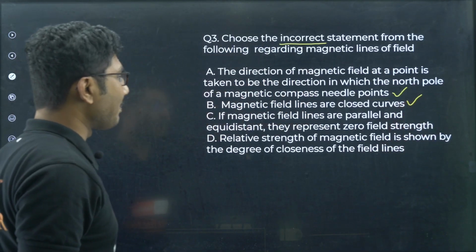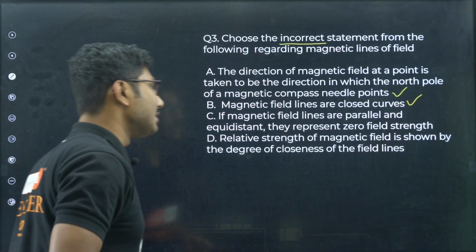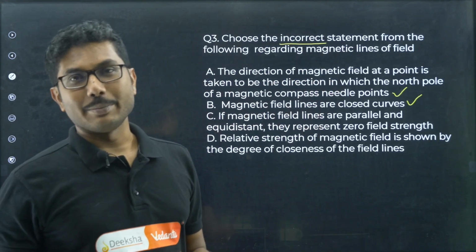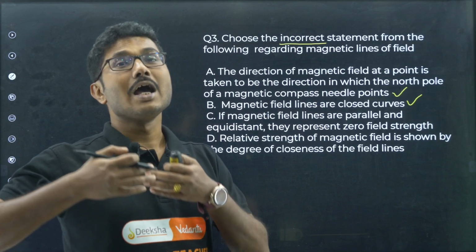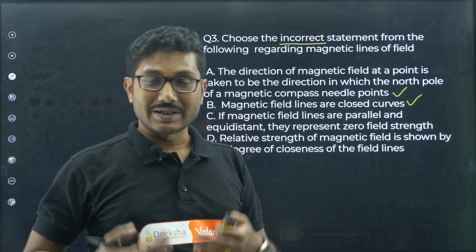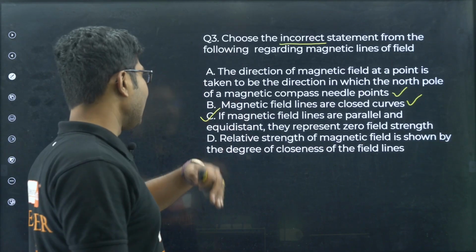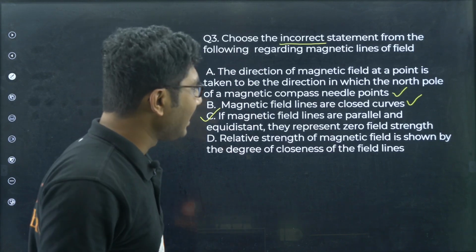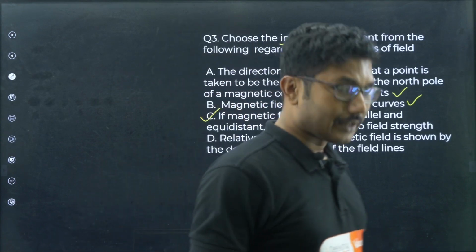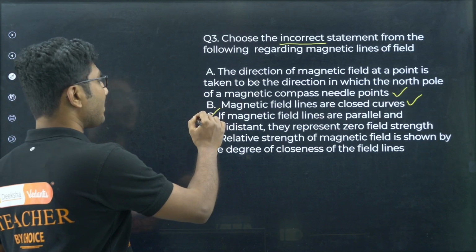If the magnetic field lines are parallel and equidistant, they represent 0 field strength. Actually, it is not. Even if the magnetic field lines are parallel and equidistant, that represents that the magnetic field strength is constant throughout the region, not 0. So this is an incorrect statement. You can check option D as well. Relative strength of magnetic field is shown by the degree of closeness of the field lines. The closer the field lines, the stronger the magnetic field. So this is also a correct statement. So the only incorrect statement is option C.